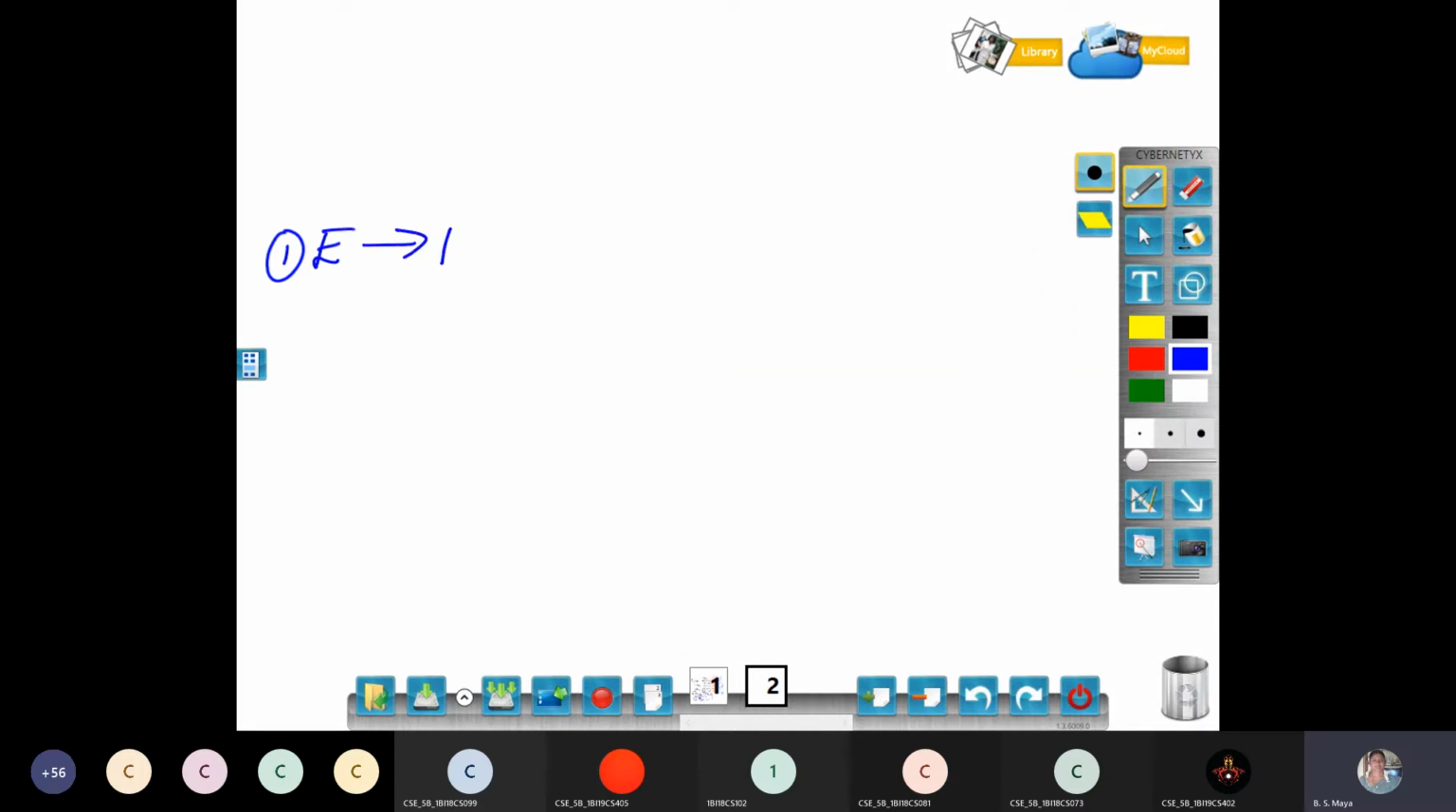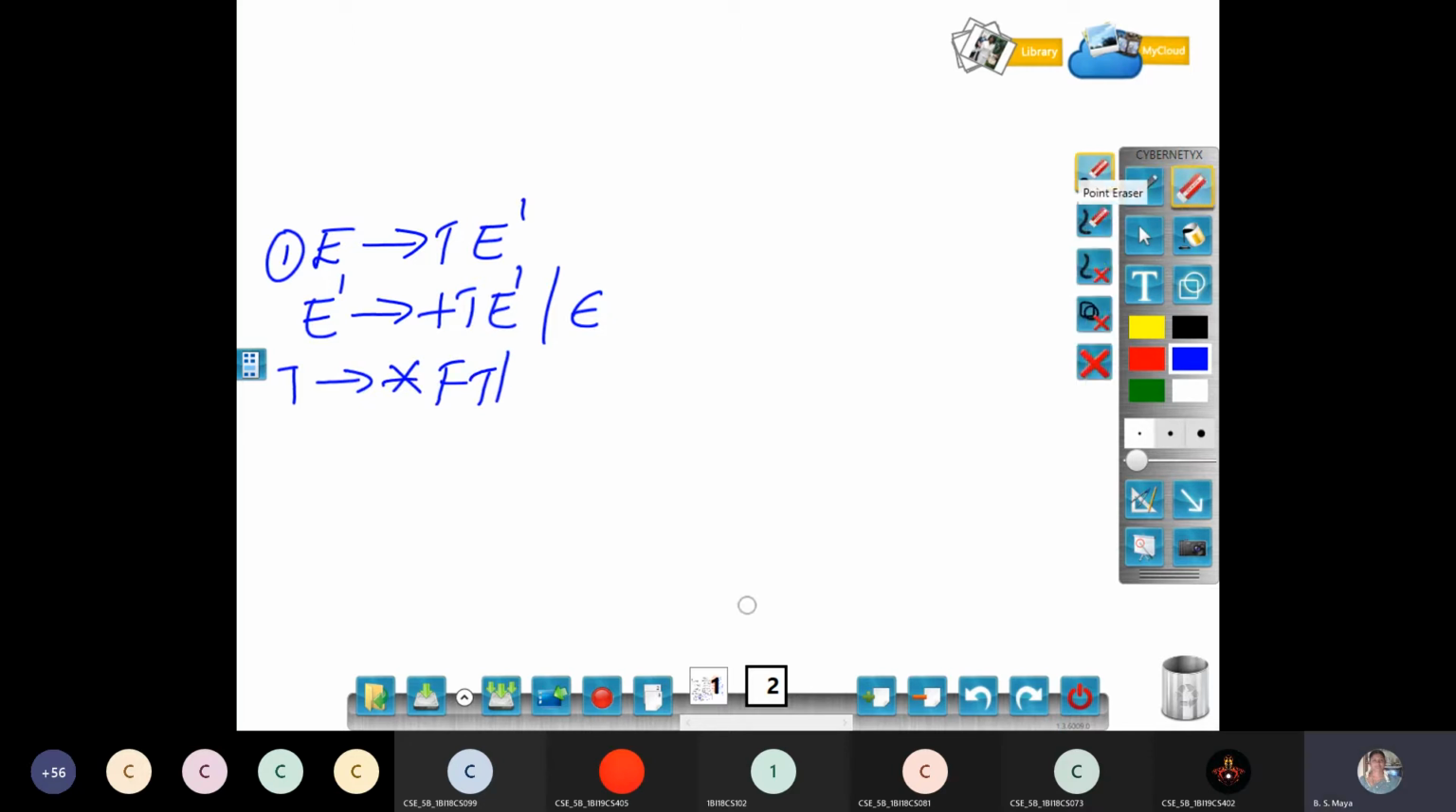E derives T E dash. E dash derives plus T E dash or epsilon. T derives F T dash. T dash derives star F T dash.